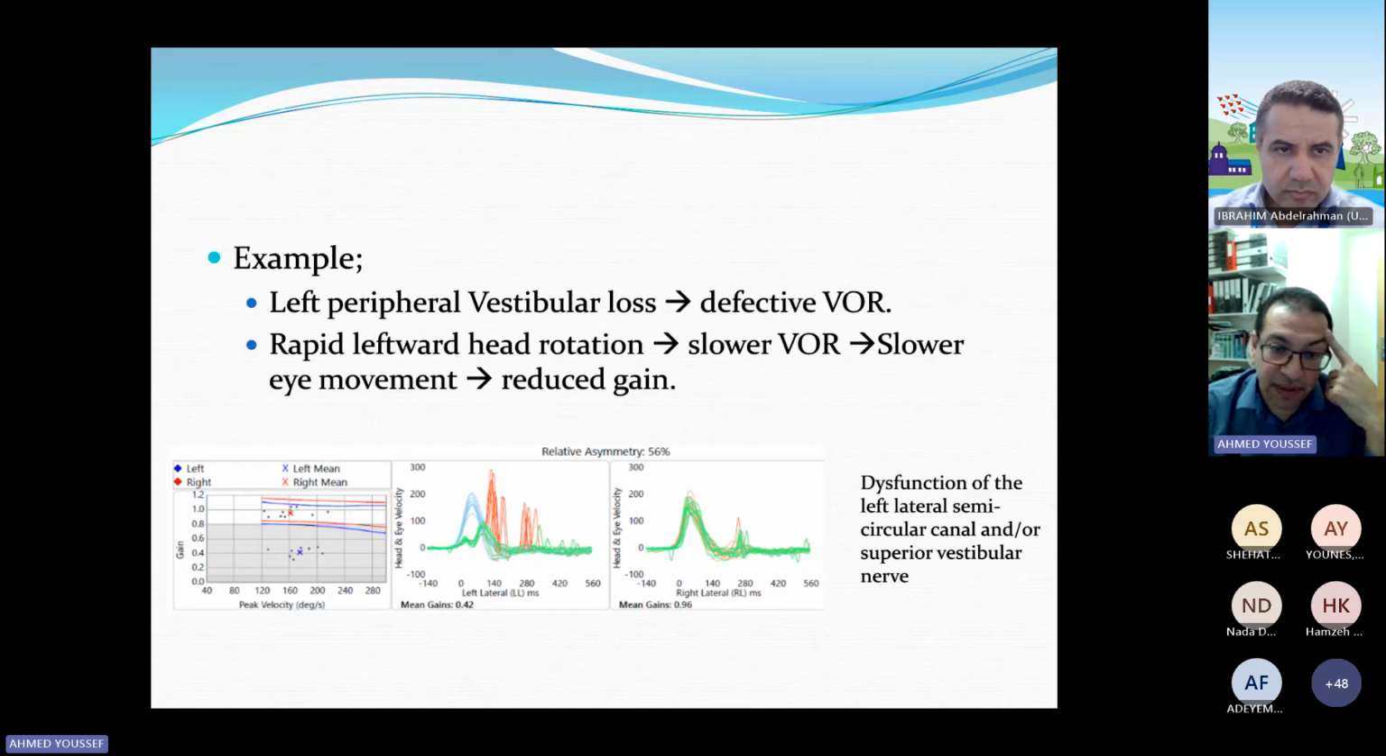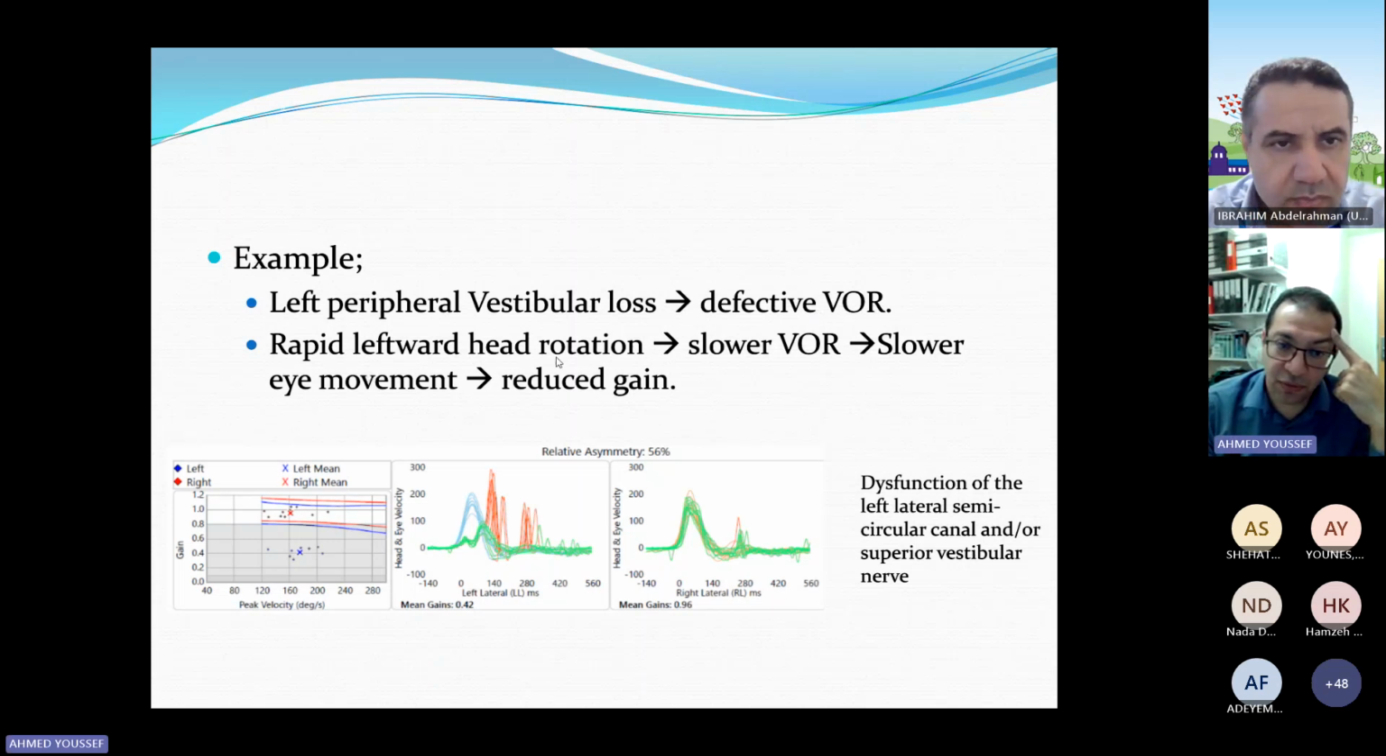So if we look at an example of the test that we get, the patient has got left peripheral vestibular loss, then they have got a defective vestibular ocular reflex. This means that rapid leftward head rotation would be accompanied by slower VOR, then slower eye movement and reduced gain. And this is how it looks. So the right is the red, but the left, which is the defective, the X here is the average, because the audiologist would do multiple head turns to get a result. So this is the average.